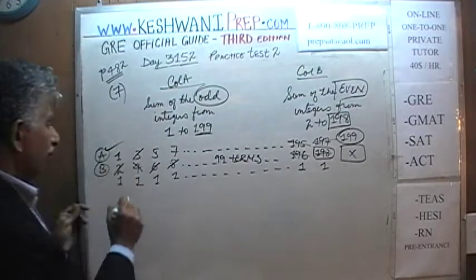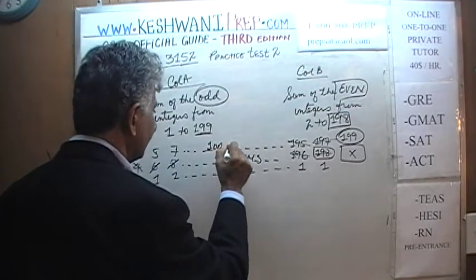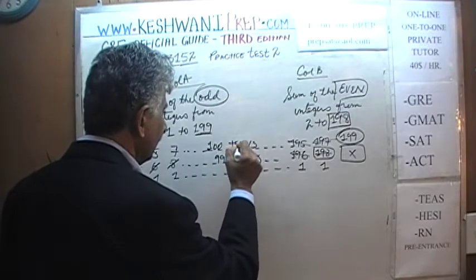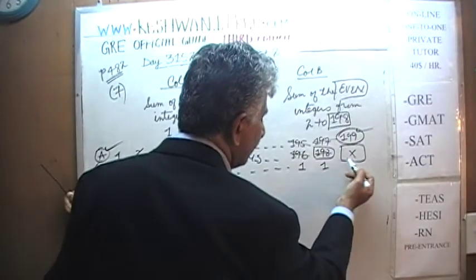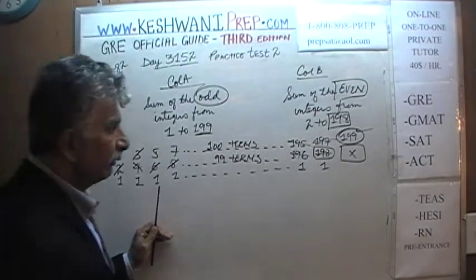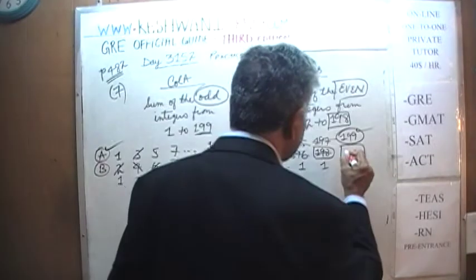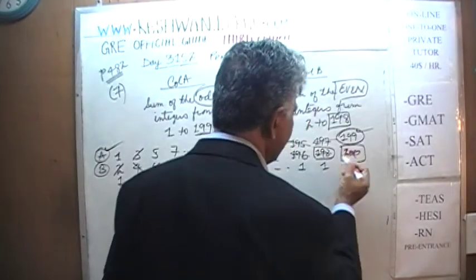In column A, when we're going from 1 through 199, we have 100 terms. Which is why one term is left over, there is nothing to subtract. In column B, we have 99 terms because this term is missing. This term is missing, it's not given to us. It stops at 198, we don't have 200.